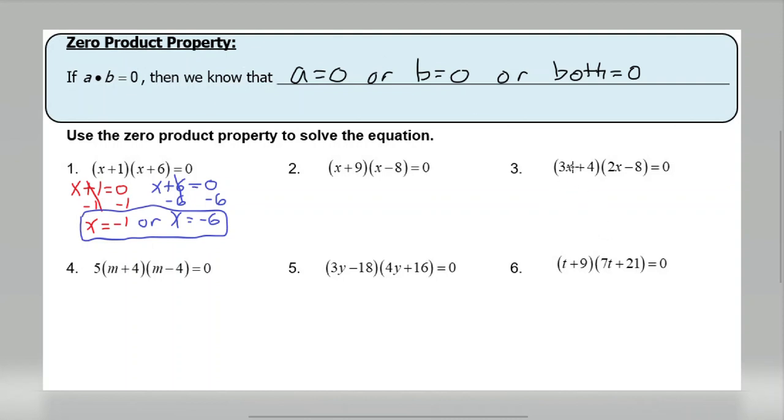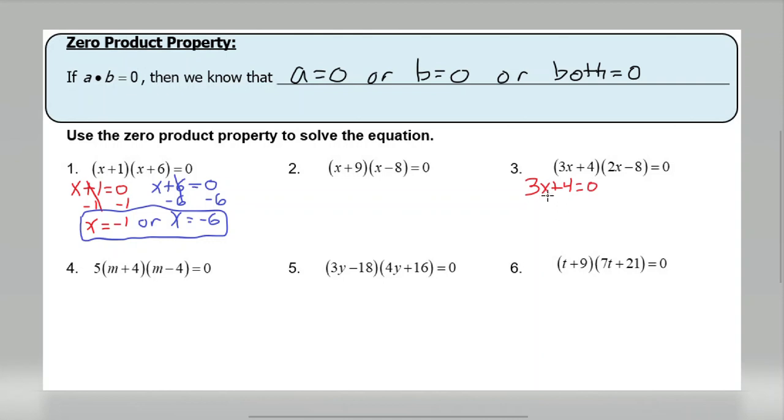All right, let's go on to number 3. Let's try that one. So I have these two binomials and they're equal to 0. So I know that I can set each one to 0 because of my zero product property rule. So 3x plus 4 is my first one. I'm going to set that equal to 0. How would I solve this?